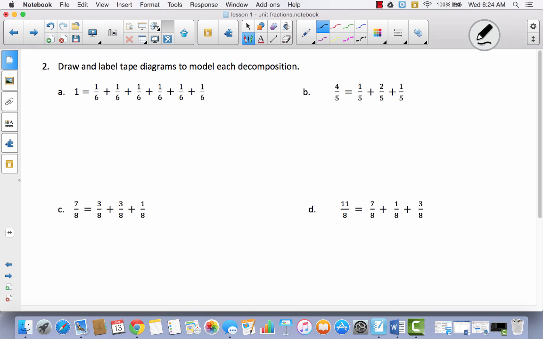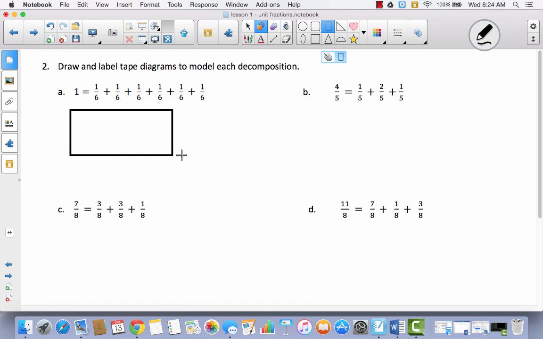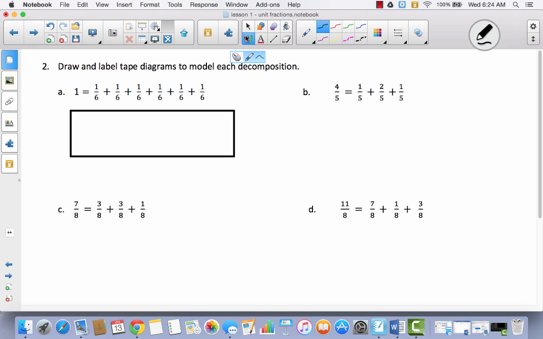All right, now we get to draw and label our own tape diagrams this time. Okay, so we have our whole. So you're going to very neatly draw a rectangle. I'm going to cheat a little bit because it's hard for me to draw a nice neat rectangle with this pen. All right, so here is our whole, right? So let's go ahead and label this one whole. Put your 1 up there.